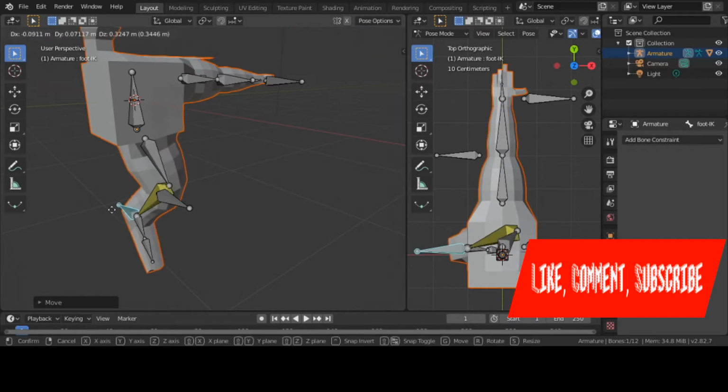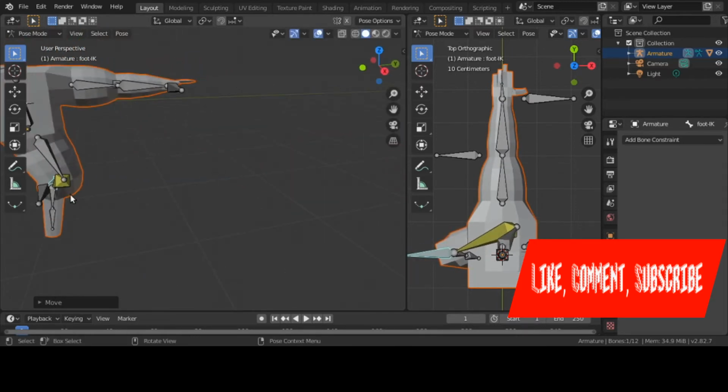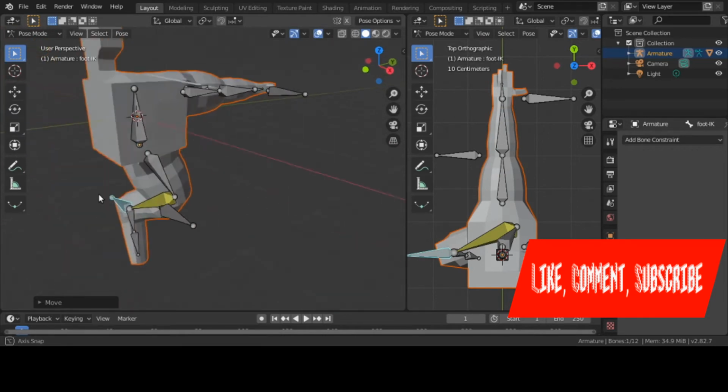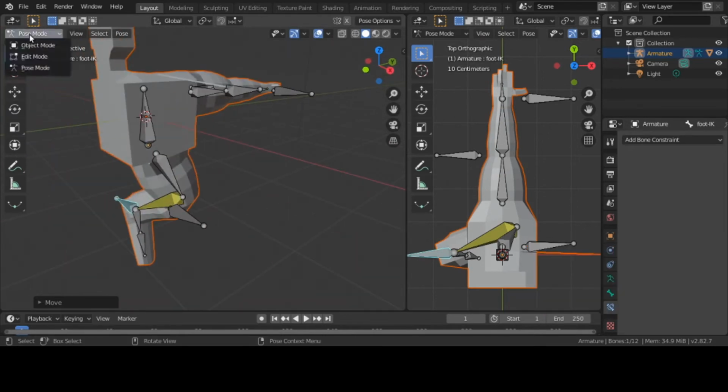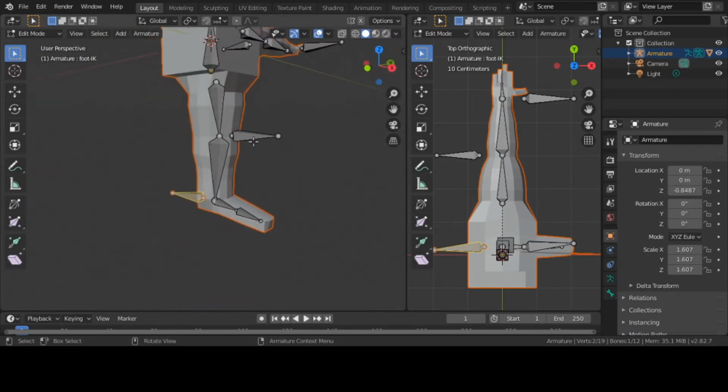When I move that foot IK, you see the pole target not moving anywhere. It's not moving. To make it move, let's go back to edit mode. I'm just going to have them connected. I click on my pole. Then I'm going to click on my IK controller.